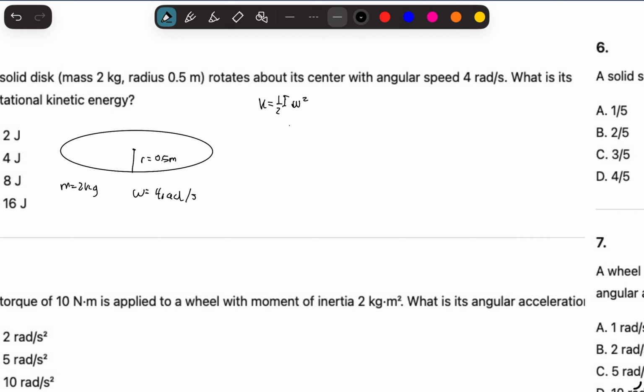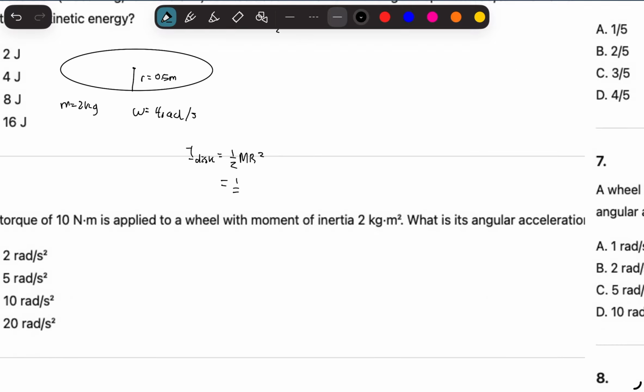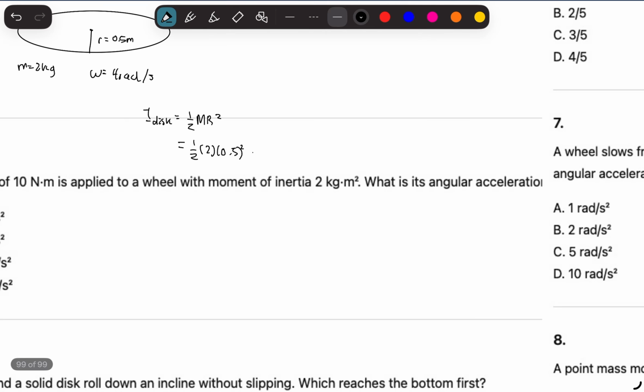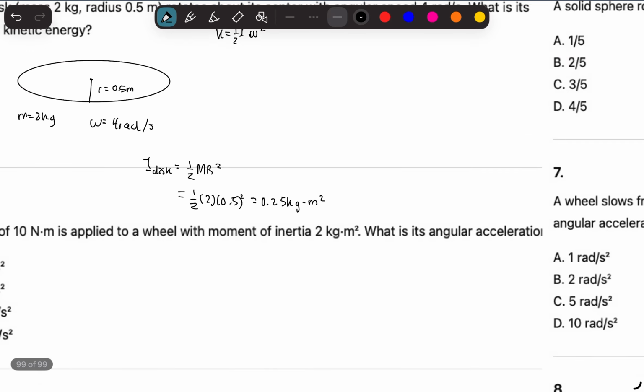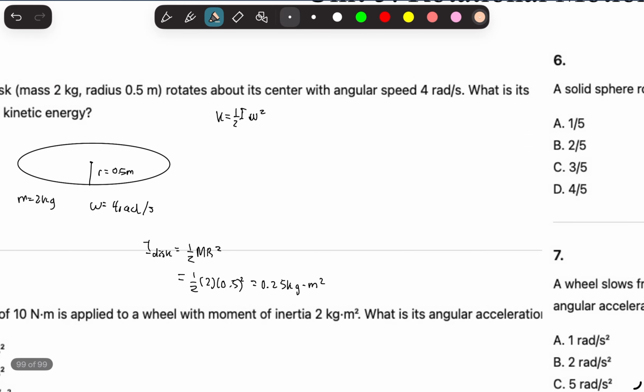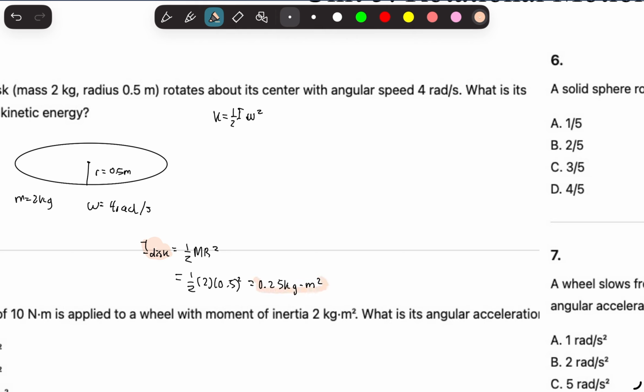So for a solid disk, we have 1/2 mr squared. So this is going to be 1/2 times 2 times 0.5 squared, and this is equal to 0.25 kilograms times meters squared. So your rotational energy is just taking your inertia of the disk and substituting in the rest of your values. That's equal to 2 joules.